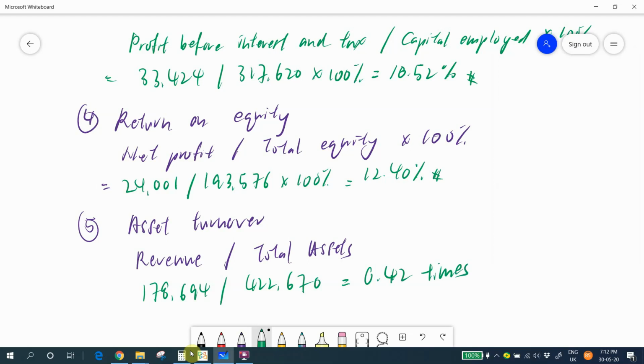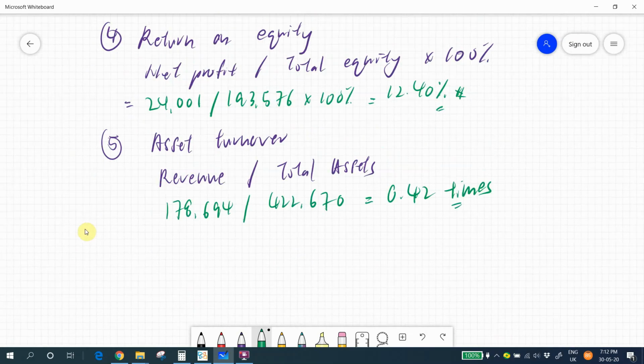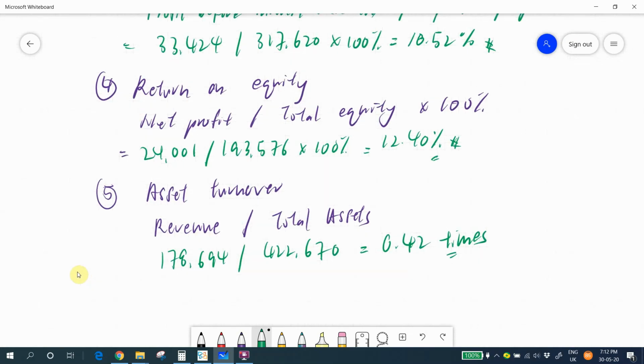In the ratio calculation, you have to clearly tell your reader what is your answer. It's either a percentage, times, or days. If you did not indicate what is the meaning of this calculation, you will not get full marks in your exam. So this is very important for you to indicate. Next, we have basically completed all the profitability and efficiency ratios.